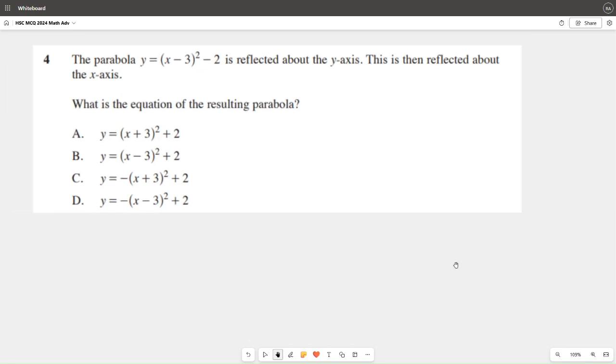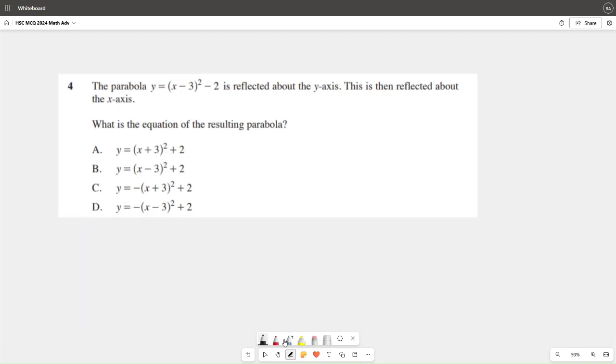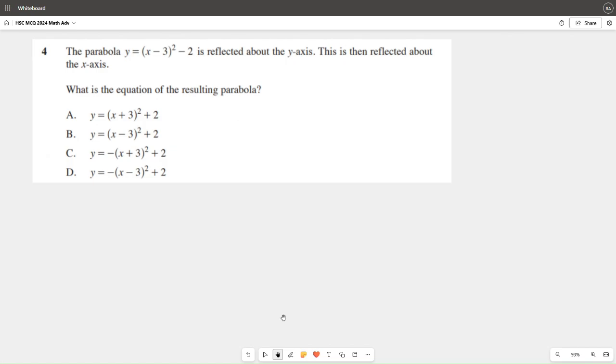Moving on to question 4. So the parabola y equals blah blah blah is reflected about the y-axis. This is then reflected about the x-axis. Okay, so the way I would try to solve this is to draw some diagrams. So let's start drawing this.